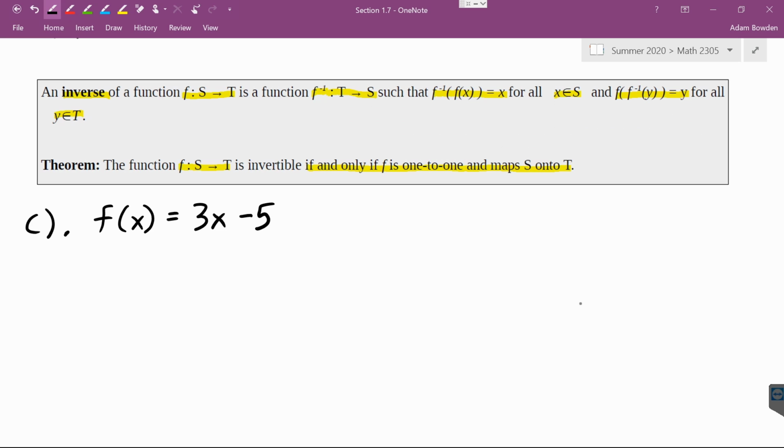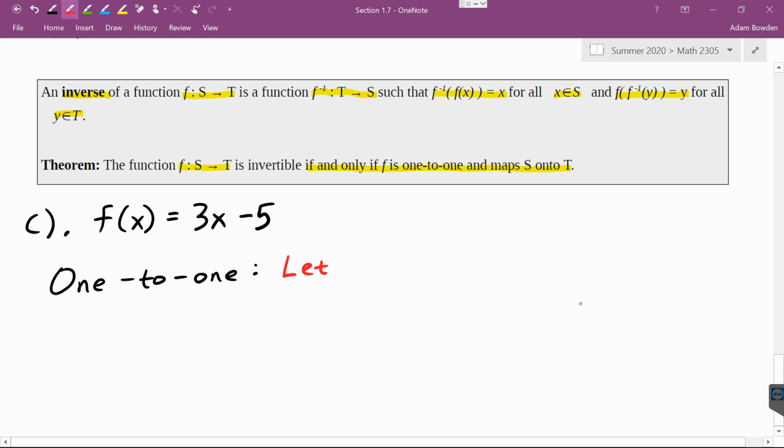Now let's consider this function f of x is equal to 3x minus 5. I want to start off by considering the one-to-one-ness of this function. Now this function is one-to-one. If you take two different numbers and plug in a value for x, all the time you'll get out different things from the function. How do we prove this by definition?